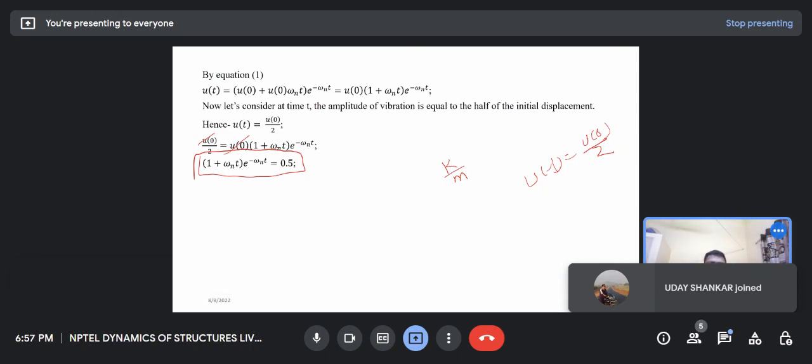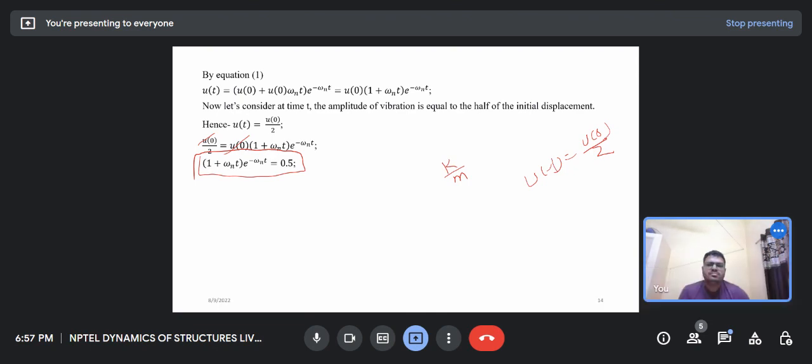Have you calculated? It is simple. In the calculator you can put the value of omega in terms of omega n, and then you have to solve the equation.